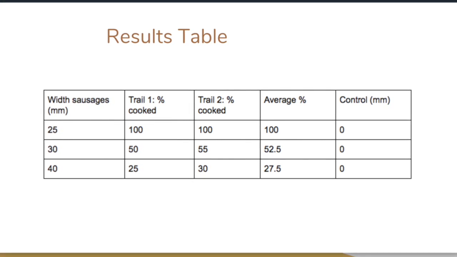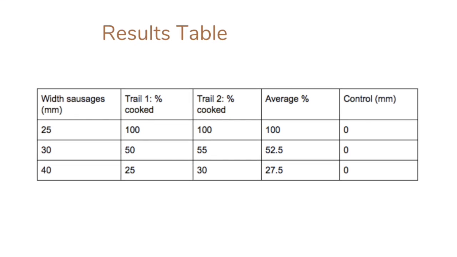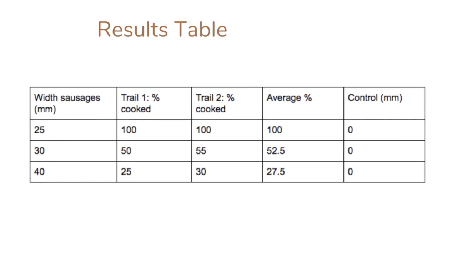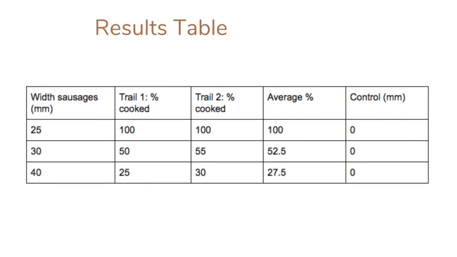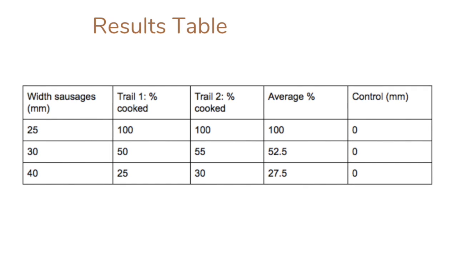In conclusion to our hypothesis, the experiment went as expected, with our results reflecting that the smaller sausages were fully cooked through. The medium-sized sausages were only half cooked through, and the larger sausages had only the exterior cooked.